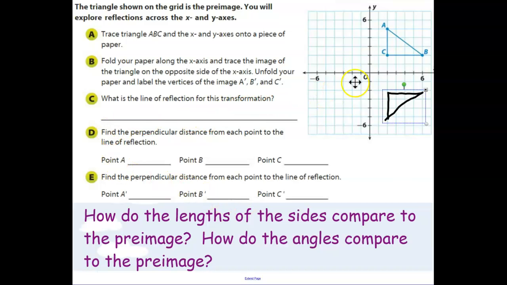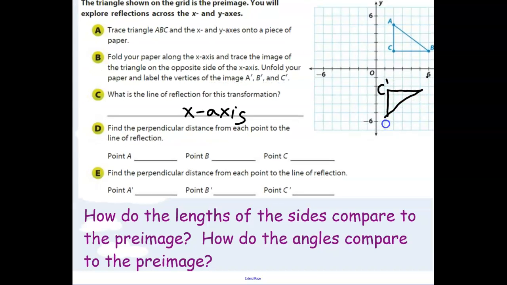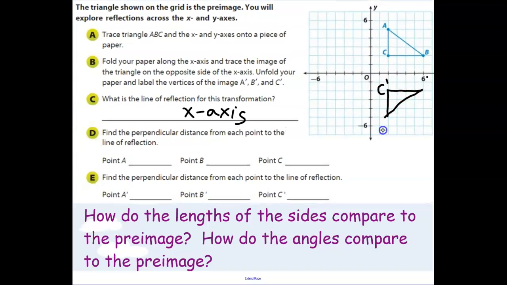So what was my line of reflection? What do I call this line right here? That's the x-axis. Now I'm going to look at how far from the line of reflection each point is. Oh, and by the way, this would be C prime, B prime, A prime. I'm going to be so happy to have a smartboard to write on again. It's ridiculous. So let's count.